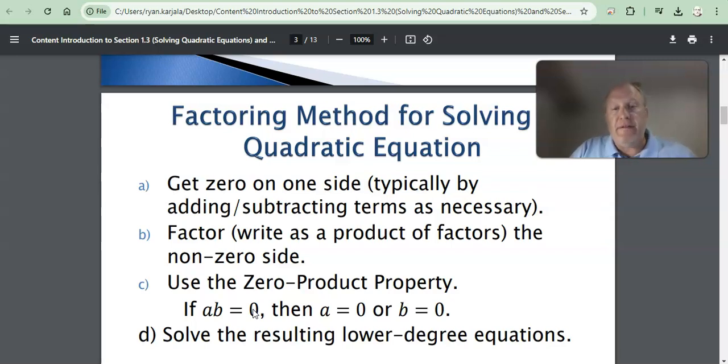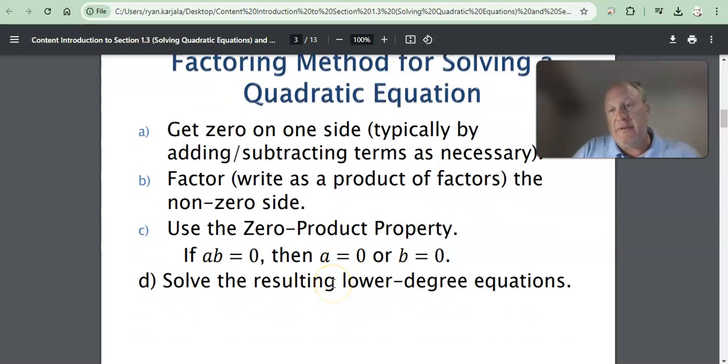So factoring method. This is some notes on that. It's essentially we want things to be equal to 0 because anytime you have something equal to 0 and it's a product, like A times B equals 0, either A is 0 or B is 0. That's important. That's called the zero product property. We'll use that to help us solve these equations.